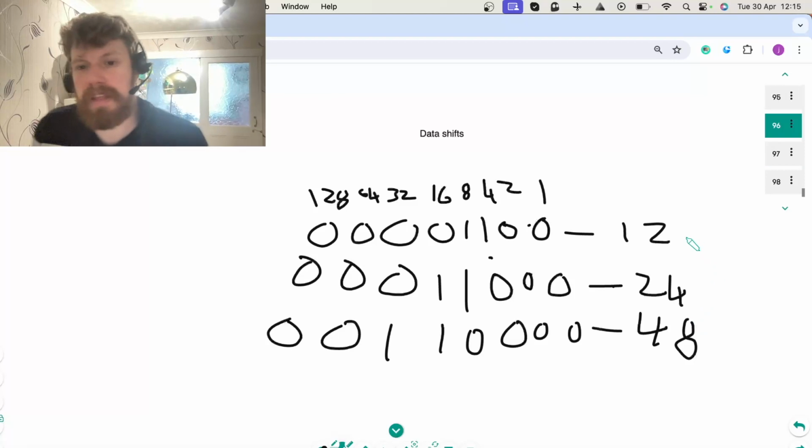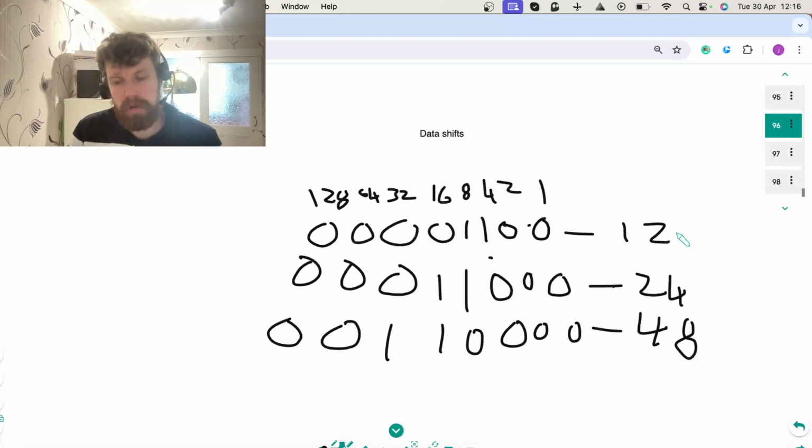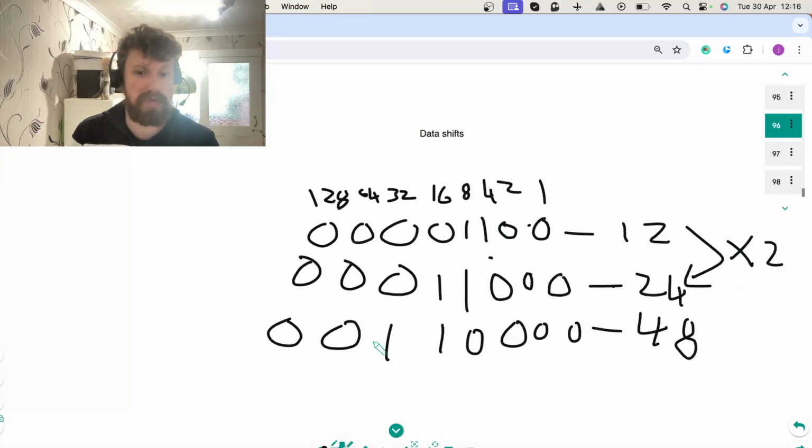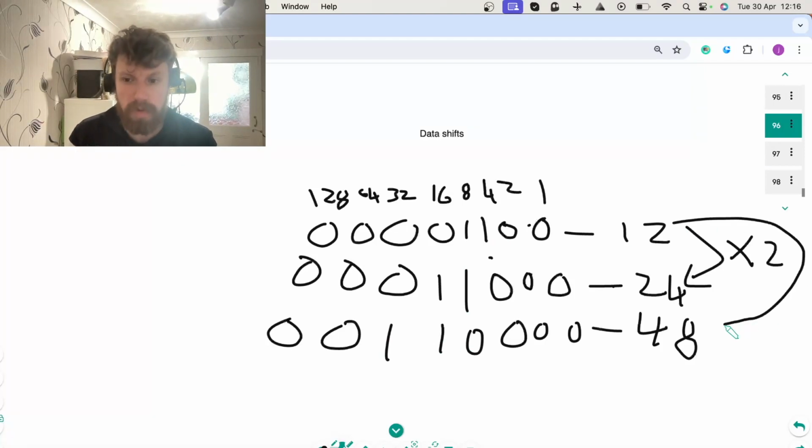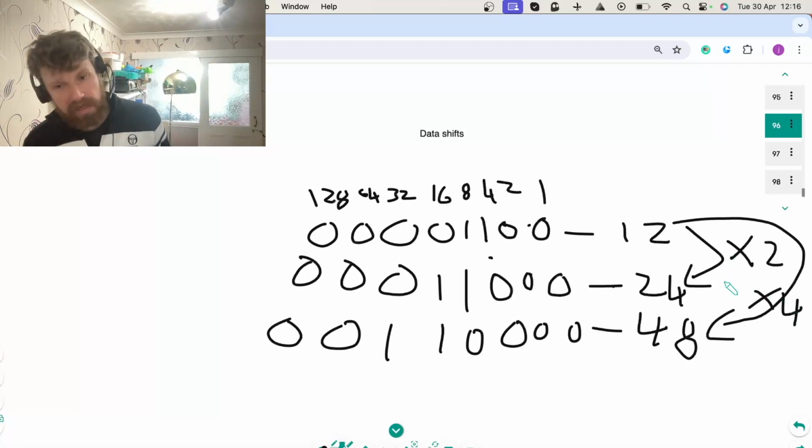Now, if we look at the effect that this has, a left shift of 1 on 12 up at the top here is like times-ing by 2. The next one, if we did a 2 left shift, so if I moved it 2 places, we can see it's times-ing by 4. And if we moved it by 3, it would be times-ing by 8.